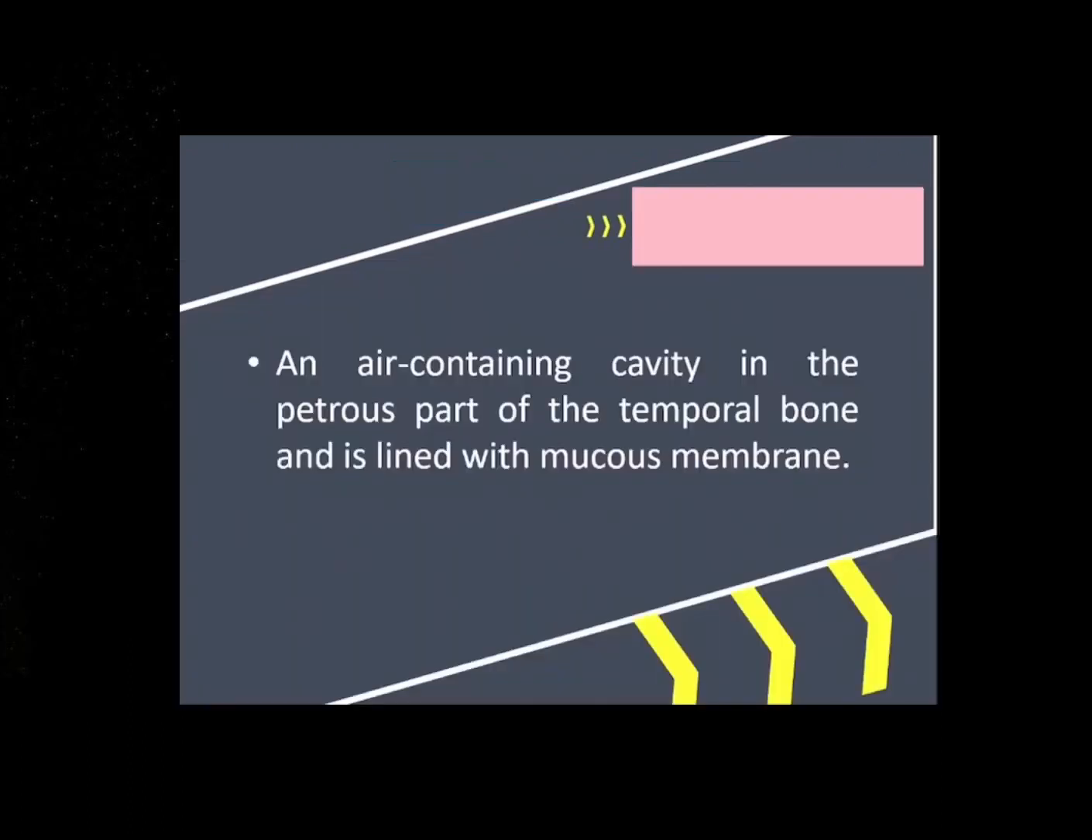The middle ear is an air-containing cavity in the petrous part of the temporal bone and is lined with mucous membrane. It contains the auditory ossicles, whose function is to transmit the vibrations of the tympanic membrane, or the eardrum, to the perilymph of the internal ear.